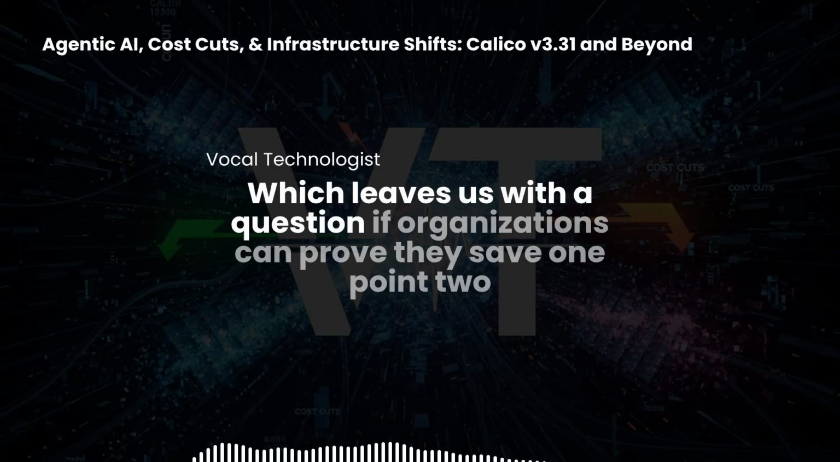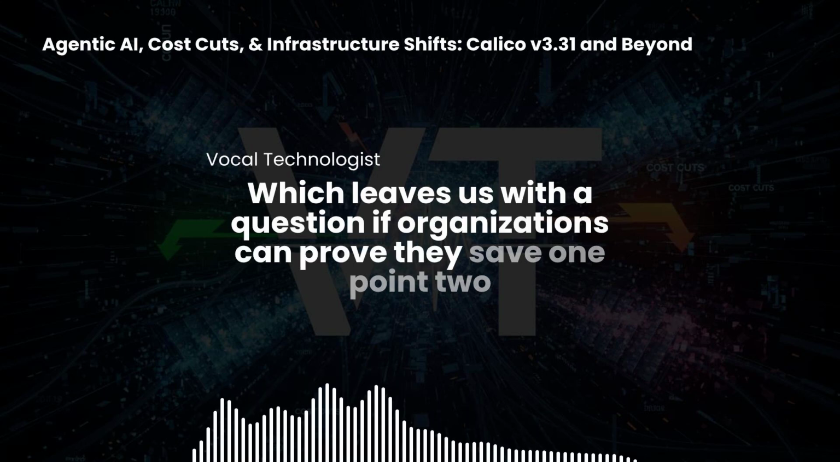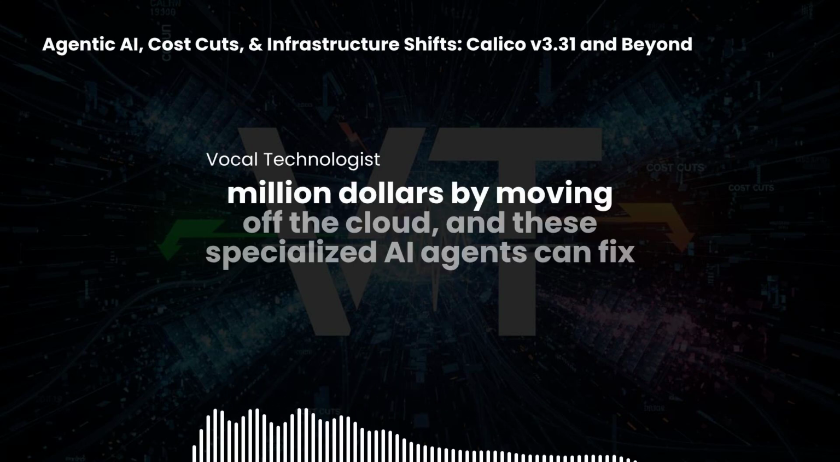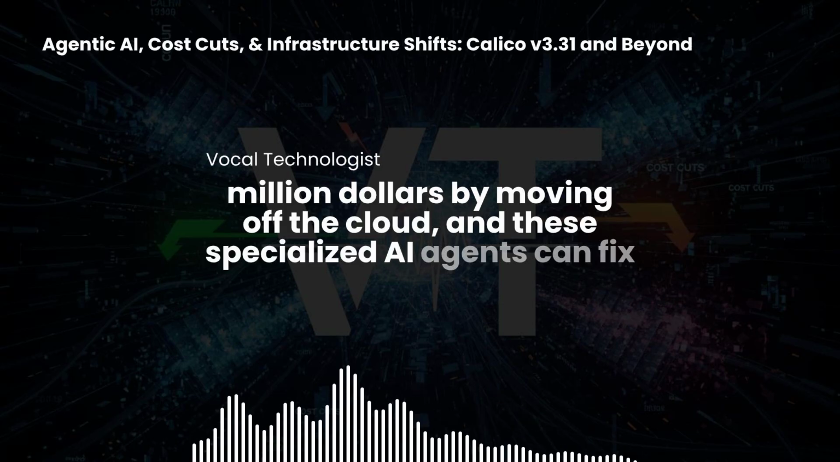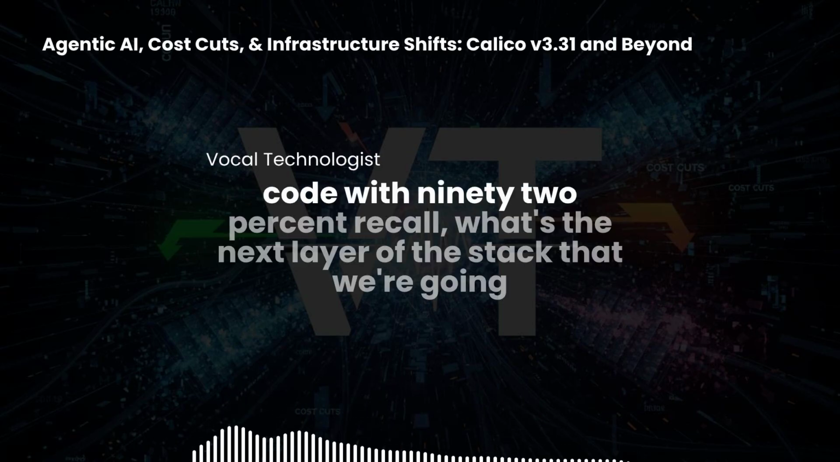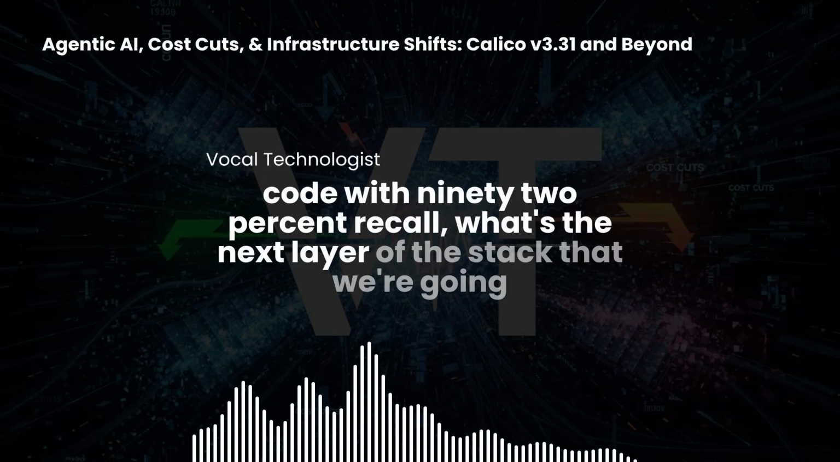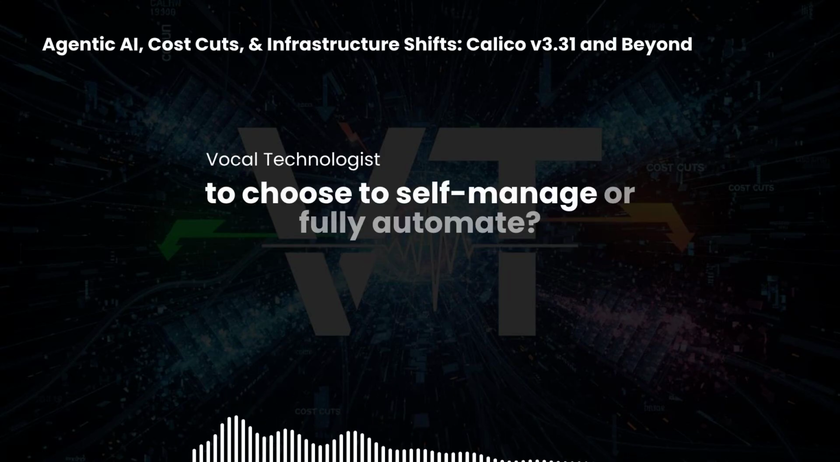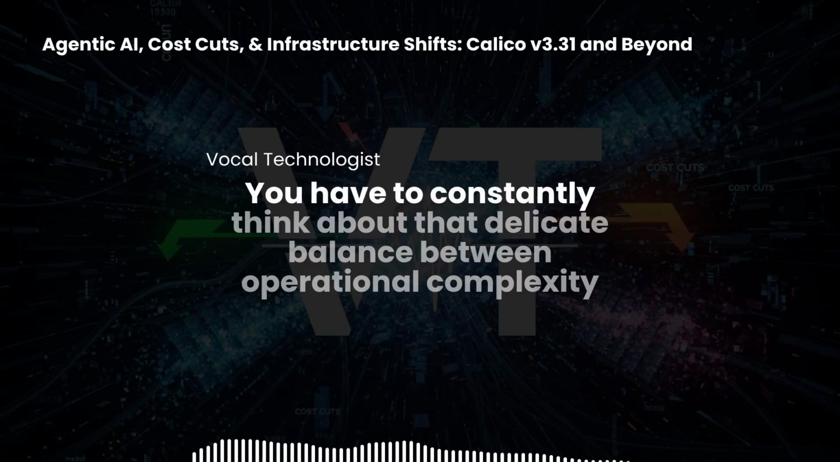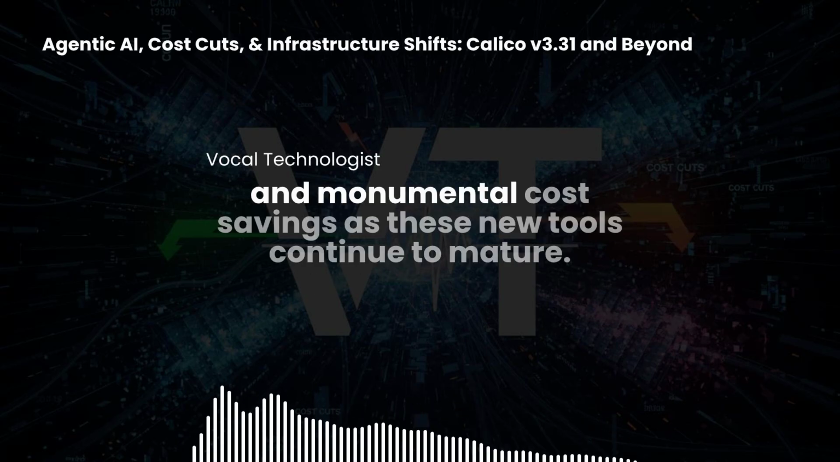Which leaves us with a question. If organizations can prove they save $1.2 million by moving off the cloud, and these specialized AI agents can fix code with 92% recall, what's the next layer of the stack that we're going to choose to self-manage or fully automate? You have to constantly think about that delicate balance between operational complexity and monumental cost savings as these new tools continue to mature.